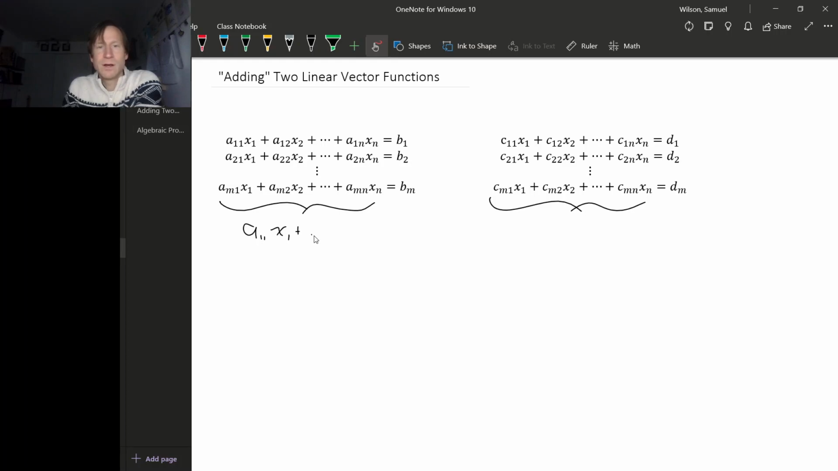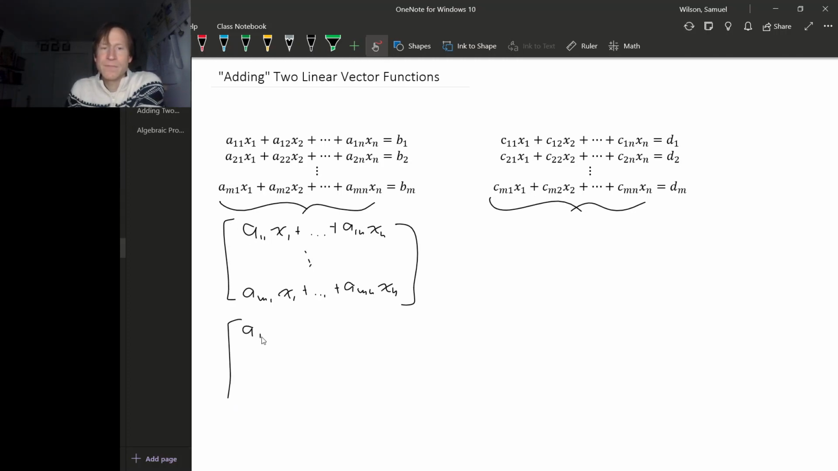a11x1 up through a1nxn down to am1x1 plus up to amnxn, right? And we would represent this with the matrix a11 to a1n down to am1 up to amn.